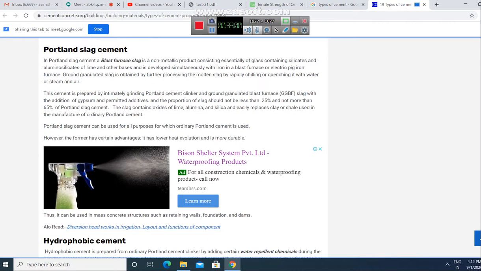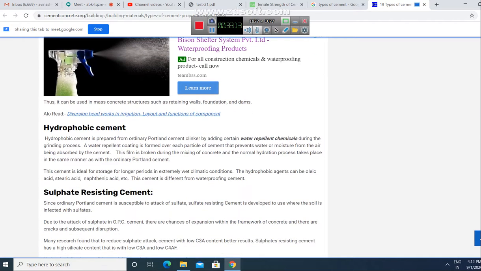And the Portland slag cement can be used for all the purposes where you have to use the ordinary Portland cement. In such situations, Portland slag cement can also be used.